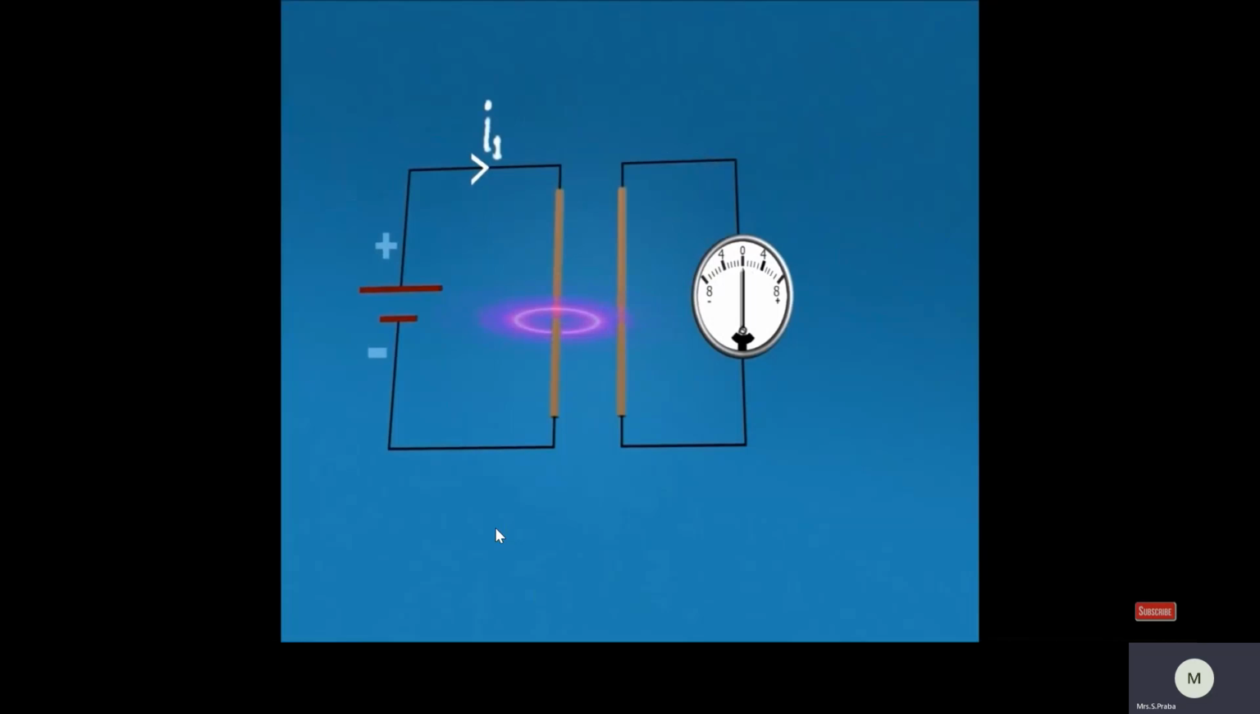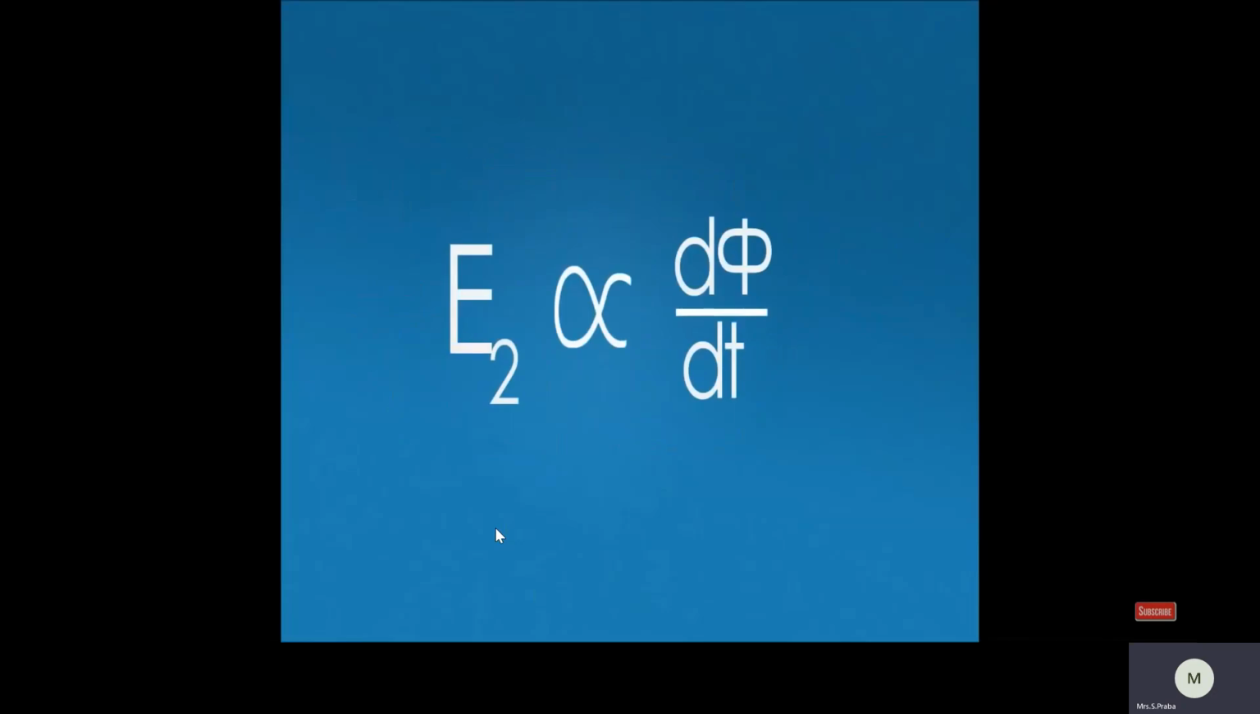Further, we can also see that EMF is again induced in the second conductor when we remove the battery. This is because of a reduction in flux density around the first conductor, and the second conductor tries to oppose this change in flux as per Faraday's law of electromagnetic induction. The magnitude of EMF induced is given by E2 directly proportional to dφ/dt.